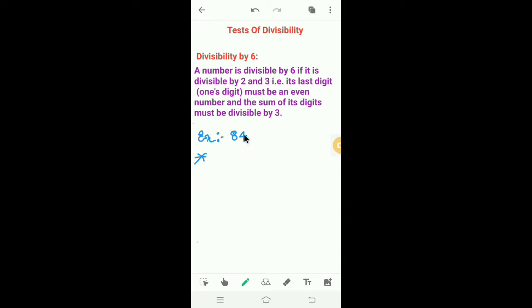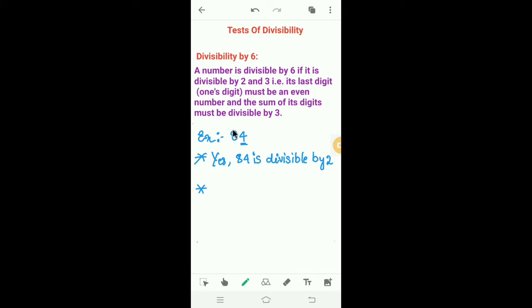A number is divisible by 2 if its last digit is an even number. Let's check the first condition. Here the last digit is 4. Is 4 an even number? Yes. So 84 is divisible by 2. Next we have to check the next condition. What is the next condition? Is 84 divisible by 3?